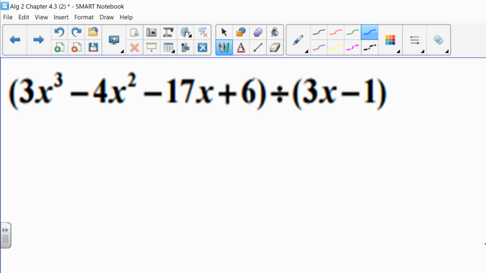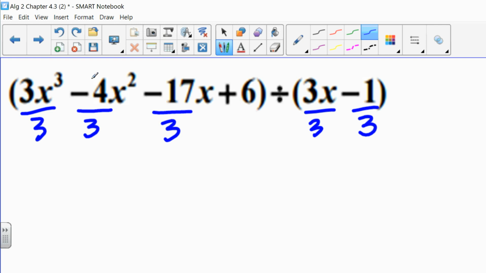And it's when the number in front of x in our binomial that we're dividing as our divisor has a number in front of x. Since this has a 3, we're going to have to divide everything by 3 now or later. Might as well do it now, because we're going to have to divide both of these by 3. We're actually going to have to divide everything by that number.